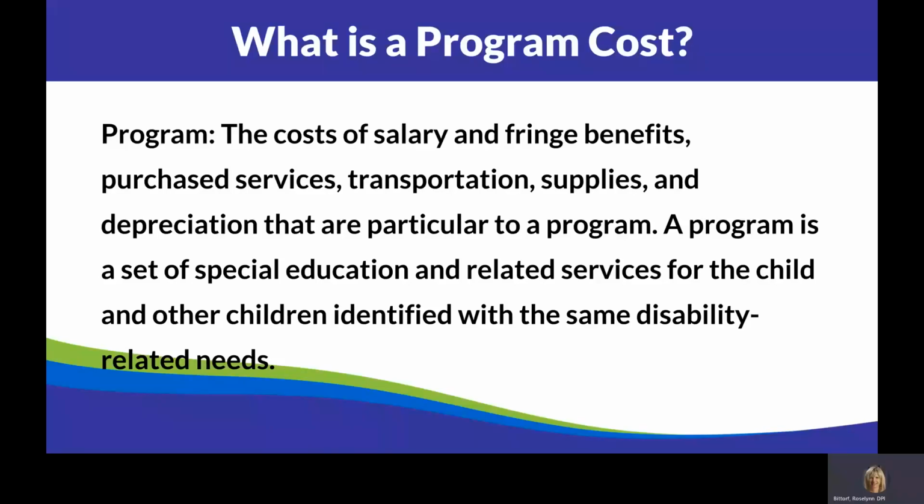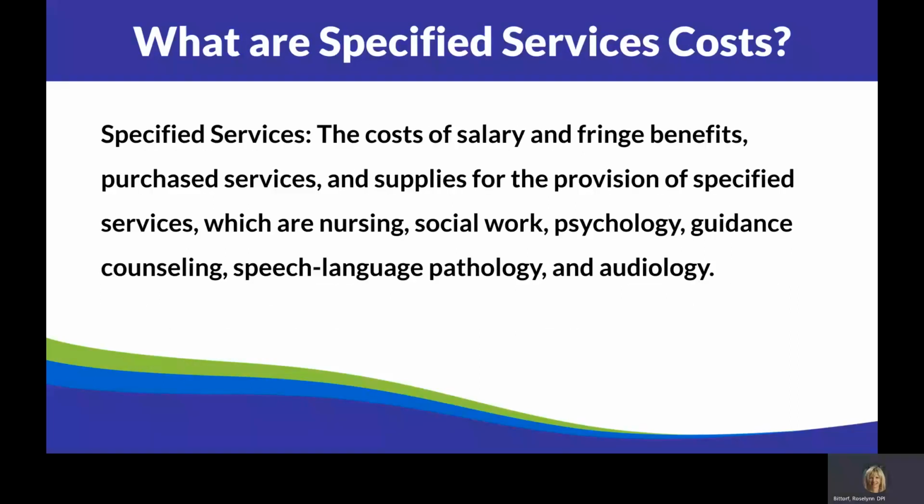Some examples include cross categorical instruction, transition services, and early childhood special education. But the applicant could also identify other sets of services such as speech and language or specialized transportation or other types of IEP driven programs the LEA provides. Specified service costs include salary and fringe benefits, purchase services, and supplies for the provision of specified services, which are nursing, social work, psychology, guidance counseling, speech and language pathology, and audiology. This data is pulled from your PI 1505 SE.